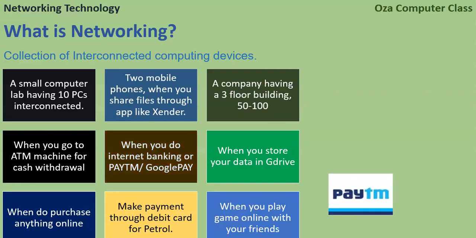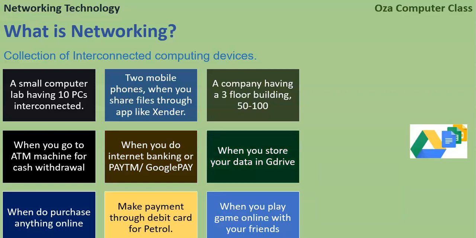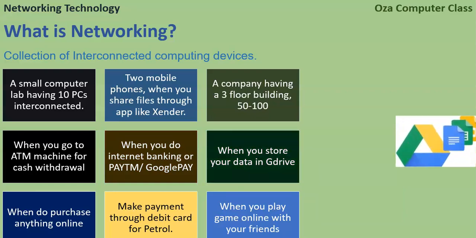When you pay some money through Google Pay or Paytm or internet banking, then also you use networking. You store some files as a backup to your Google Drive where you have storage space on the cloud, which is far from your PC, and it is automatically synced to G Drive. That is also networking.